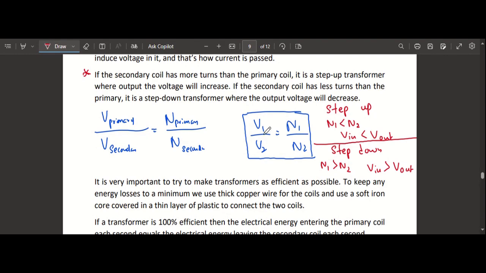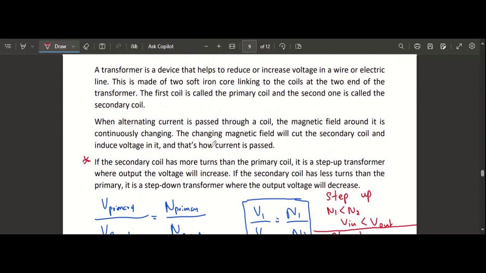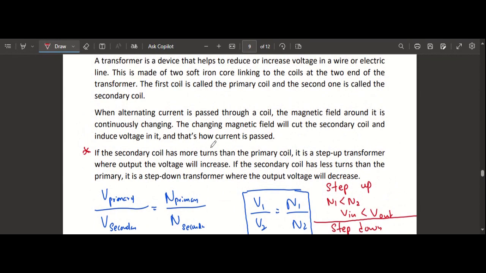And the working principle is also discussed here as well. A transformer is a device that helps to reduce or increase the voltage in a wire or electric line. This is made of two soft iron cores linking to the coil at the two ends of the transformer. The first coil is called the primary coil and the second one is called the secondary coil. When alternating current is passing through the coil, the magnetic field around it is continuously changing. The changing magnetic field will cut the secondary coil and induce a voltage in it. That's how the current is passed, right? So then that is the output voltage as well.